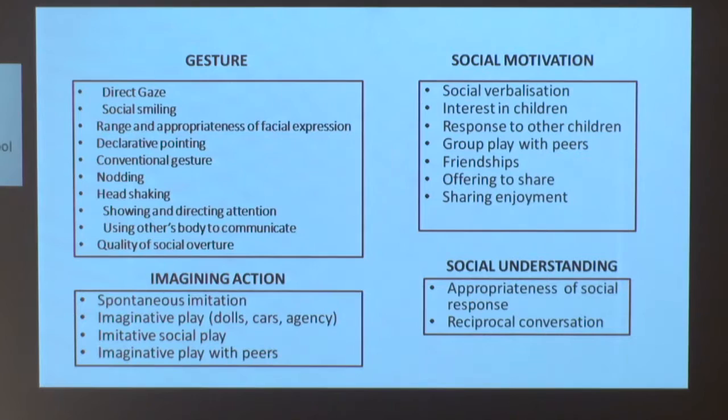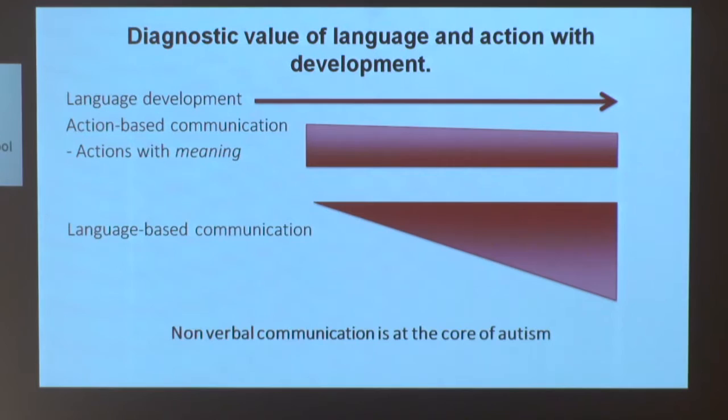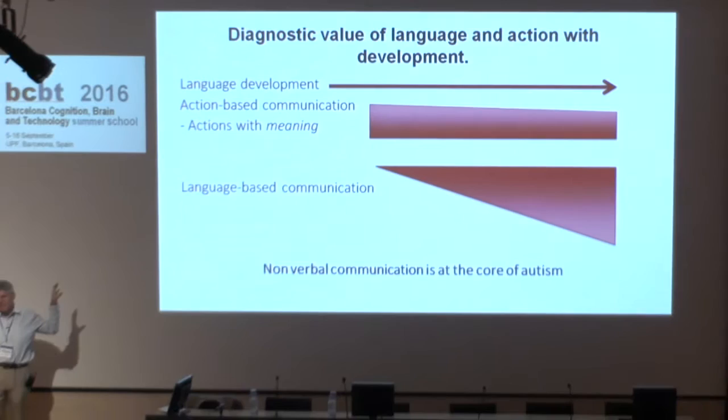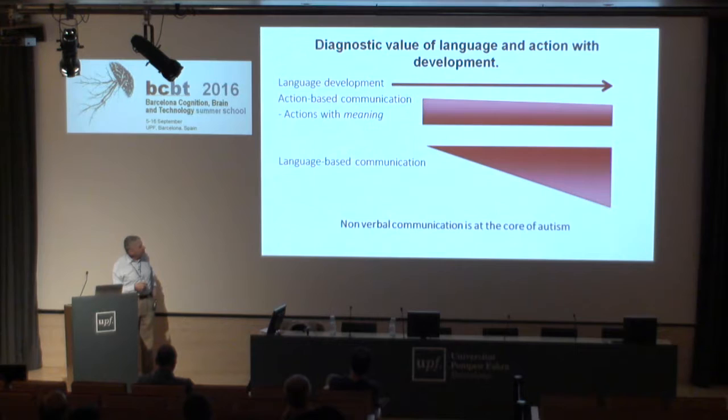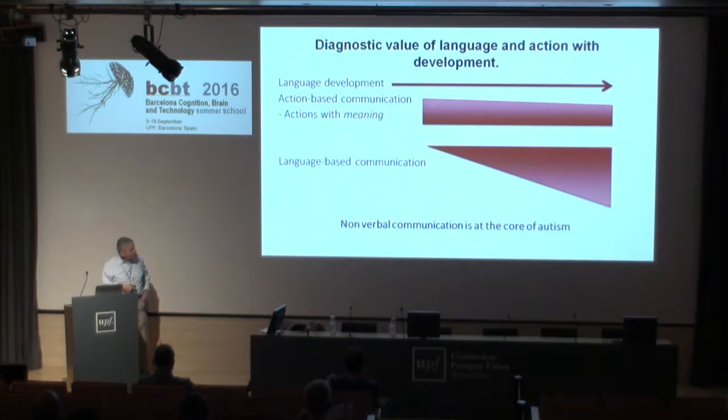So this is just a slide to show you how, as language develops over time, different aspects of that spectrum of symptoms come into play. In younger children, the majority is based on action-based communication, the child's ability to use actions that have a meaning attached to them. That slightly tends to diminish over time, and the language-based communication increases. So if you're looking at a verbally able adult, you're relying much more on language-based symptoms, like conversation and appropriateness of social response, than you are at an early age.